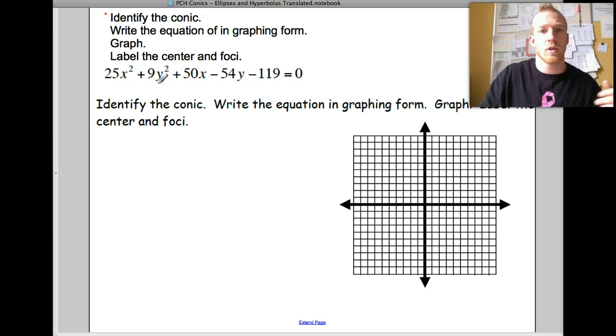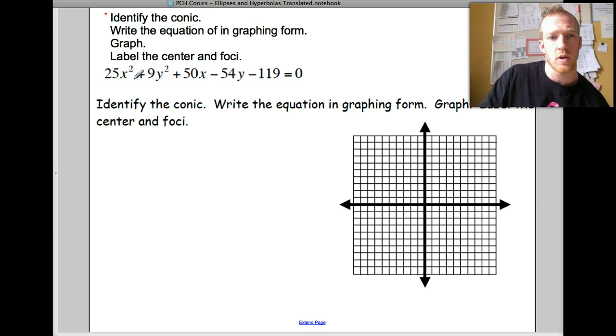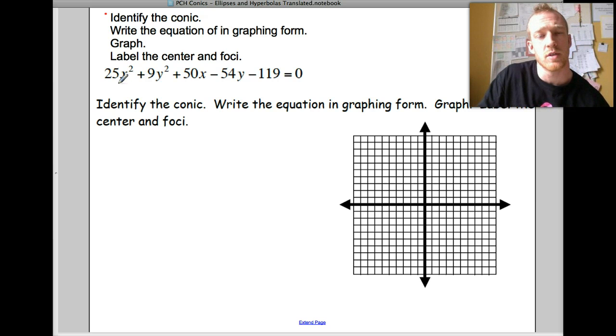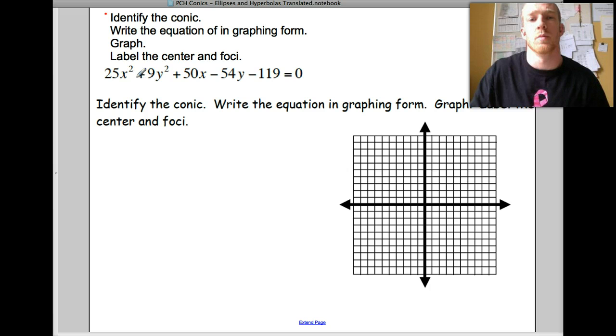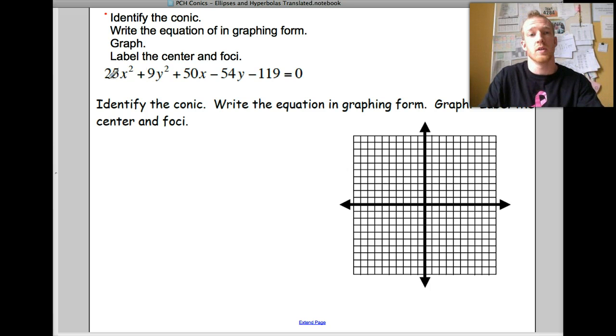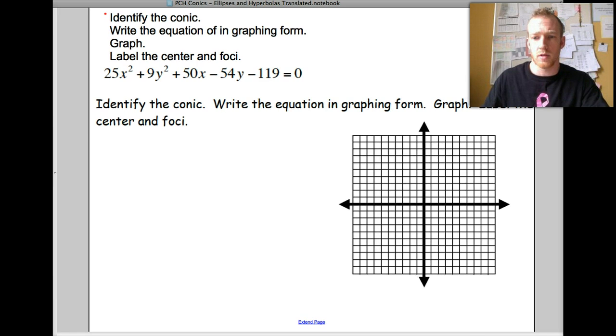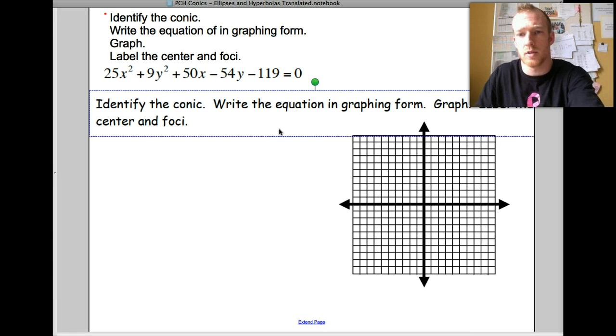So notice the x squared and the y squared are both positive. Since they're both positive, that means it's going to be an ellipse. You'd have to have a negative for it to be a hyperbola. If there was a 25 and a 25, and the x squared and y squared were both being multiplied by the same factor, then it would be a circle, with a center, obviously, not at the origin because of these other terms. But this is going to be an ellipse.